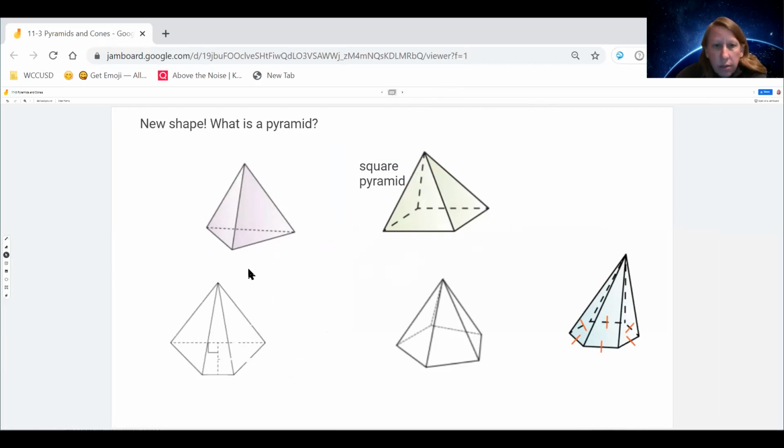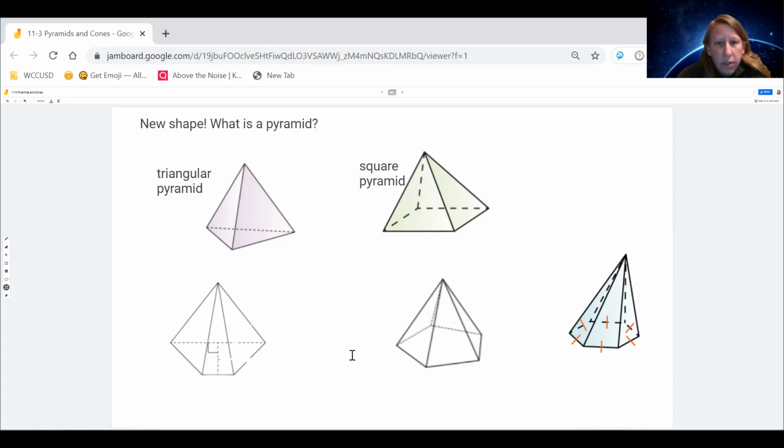What about this one? What's the shape of this base? A triangular pyramid. This happens to look like a tetrahedron if all of these triangles are the same. The angle and the rotation sometimes makes it hard to see that.